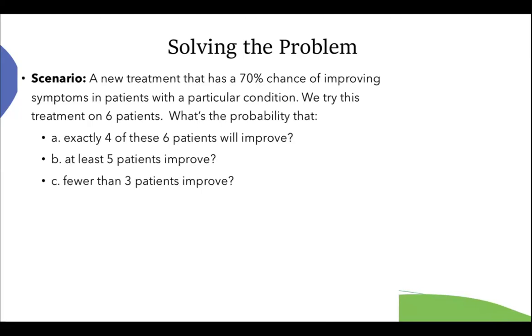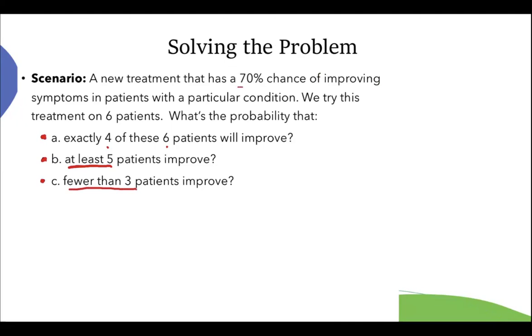Okay, we're going to answer 3 questions. We're going to answer the first one that was posed before: exactly 4 of these 6 patients will improve. We're going to do another part to the question: at least 5 patients improve, and another part, fewer than 3 patients improve.